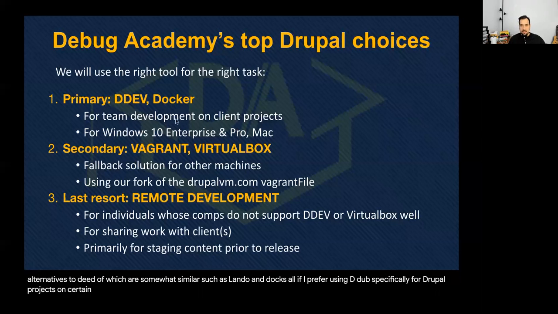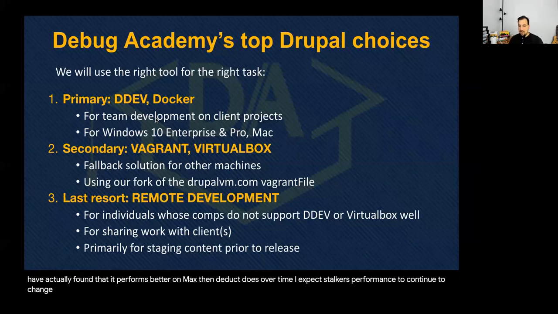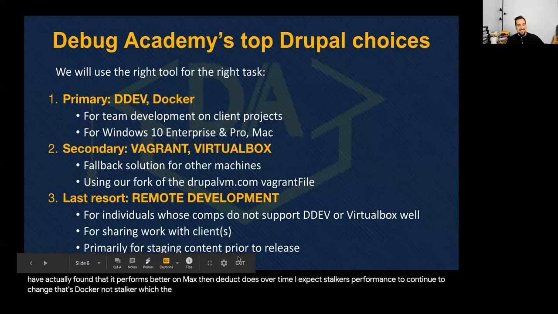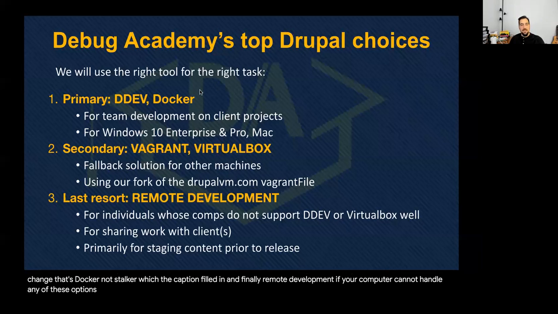On certain machines, when Docker does not work very well, I prefer to use DrupalVM.com, which is VirtualBox based. I have actually found that it performs better on Macs than DDEV does. Over time, I expect Docker's performance to continue to change. That's Docker, not Stalker, which the caption filled in. And finally, remote development, if your computer cannot handle any of these options, is what I would use for Drupal development.